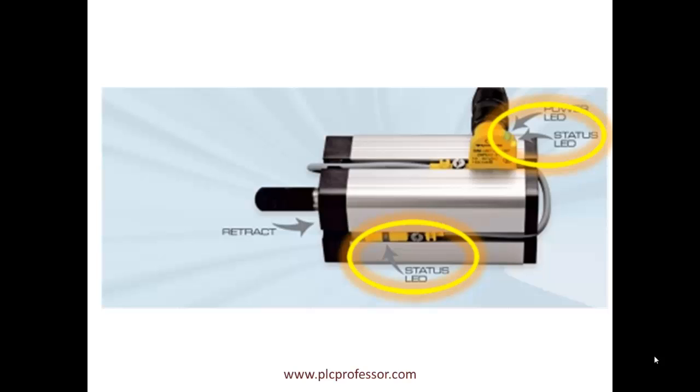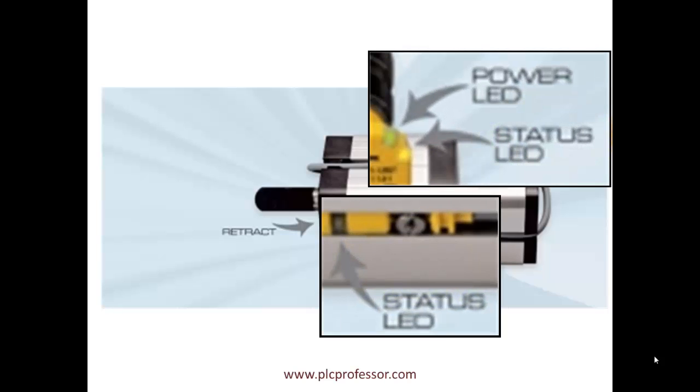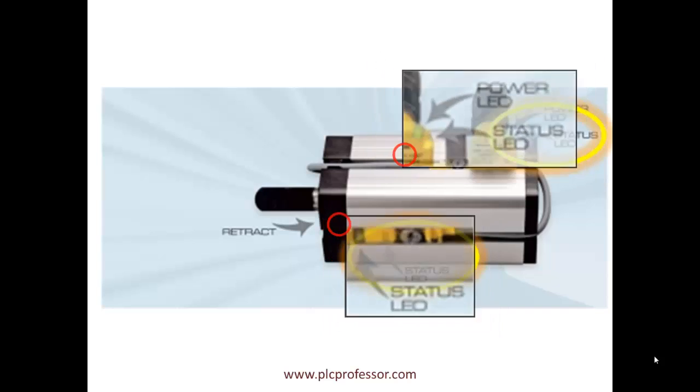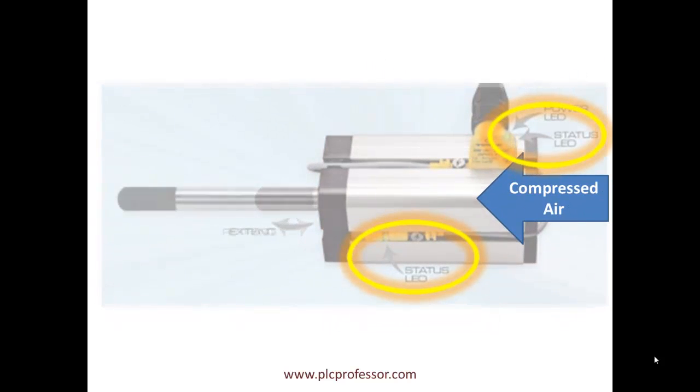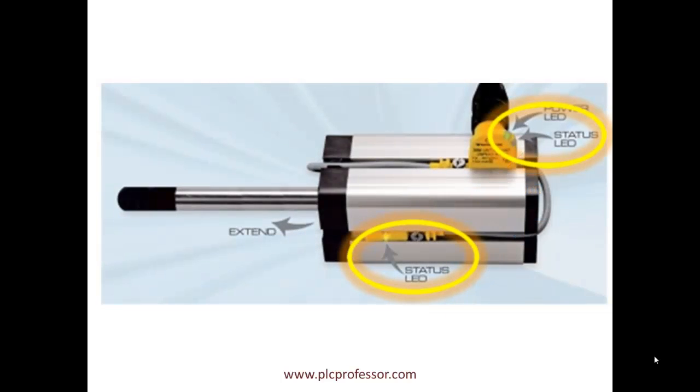Take note that the status LEDs now represent the piston retracted. If you look close, you see one of them is illuminated and the other one is not. Let's apply compressed air at one end of the cylinder. The piston is forced forward and the cylinder is now extended. Notice also that the status LEDs have changed state.